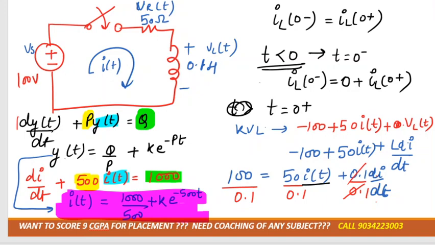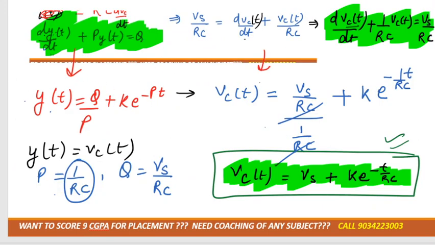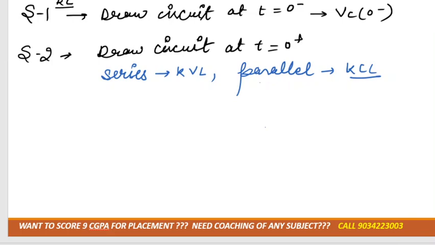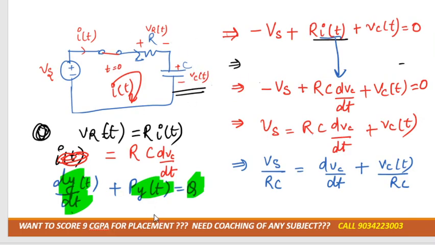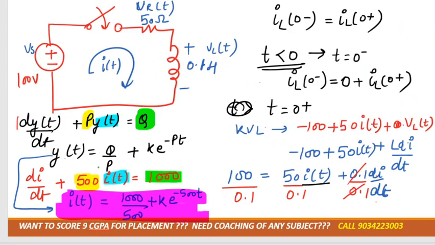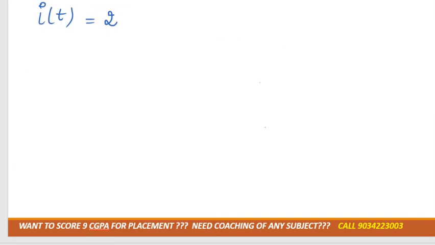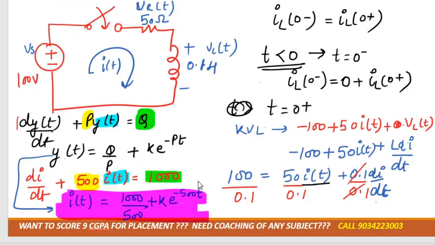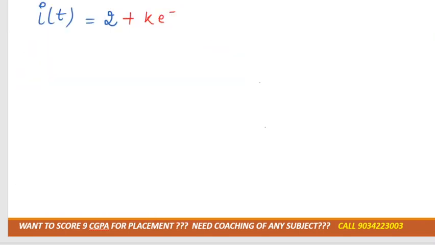There is a difference in RL and RC. As you have seen in the previous case, there was a circuit of RC. We calculated voltage, V of t, correct? But in the case of RL, we calculated current. So I of t is equal to 2 plus k e raised power minus 500 t. Yes or no?